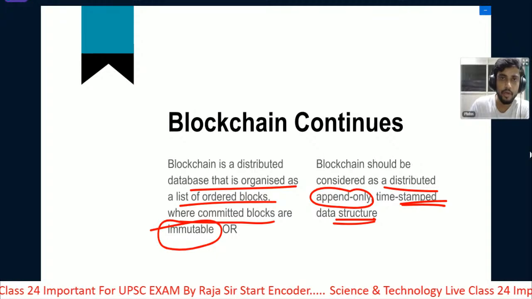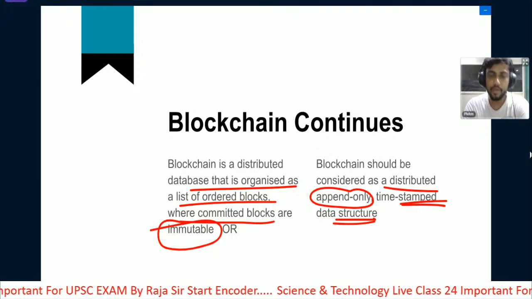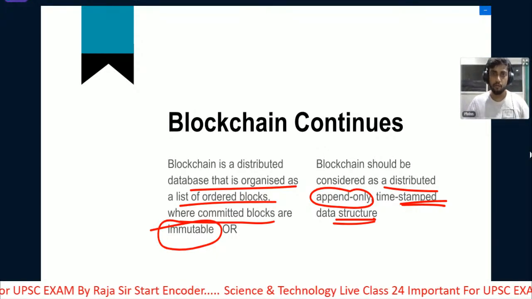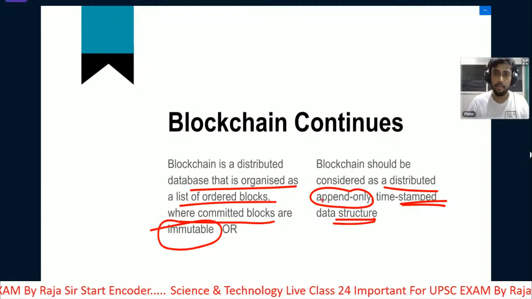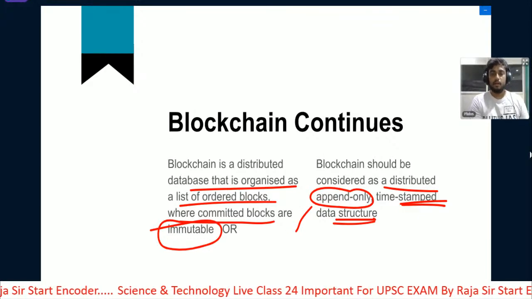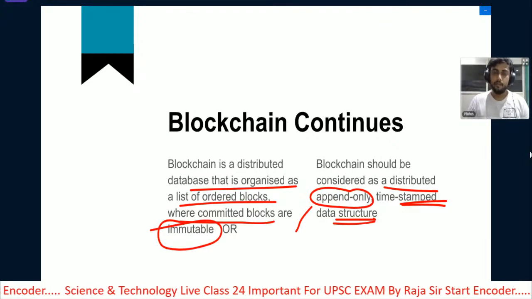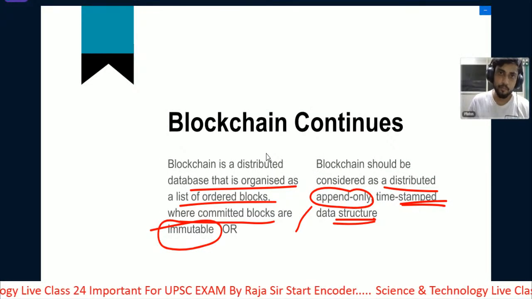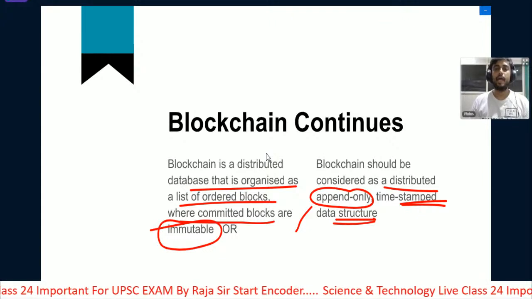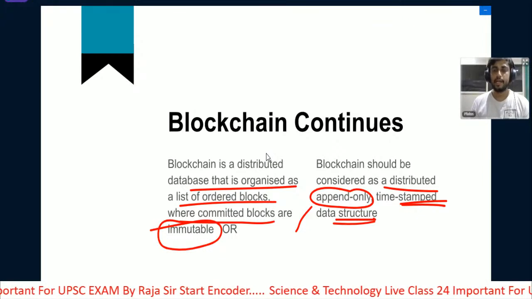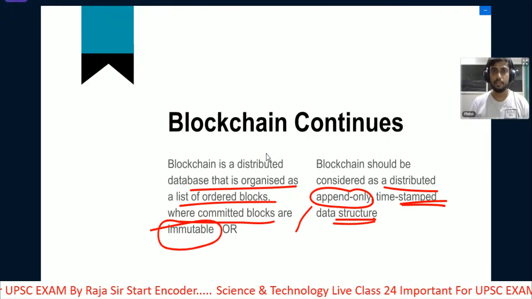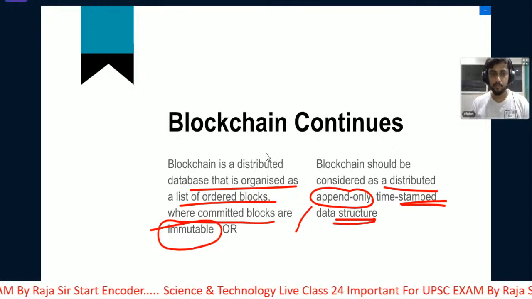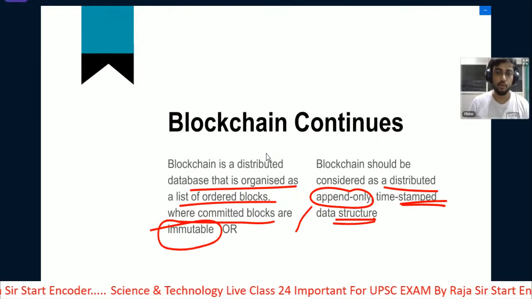Distributed means the data is stored across a network of computers. Append-only means blocks can be added only at the end of the chain, and time-stamped means each block has a unique time stamp. That is the time at which we added the information inside a block. A block also contains the time stamp when the information was added to the block.